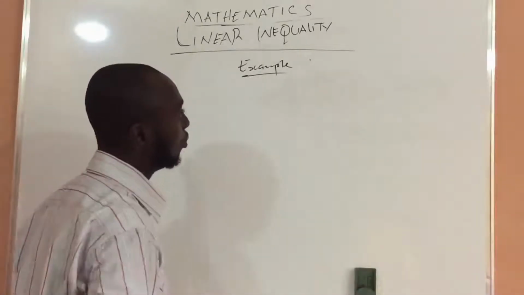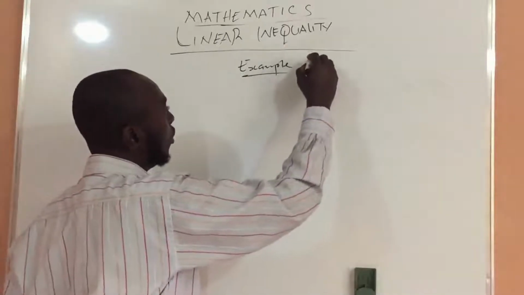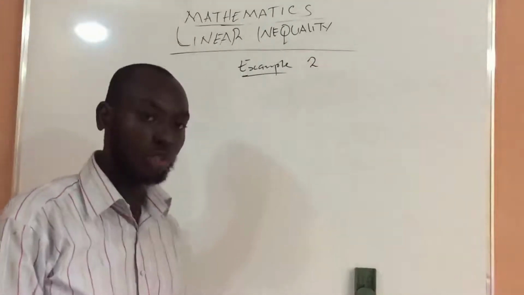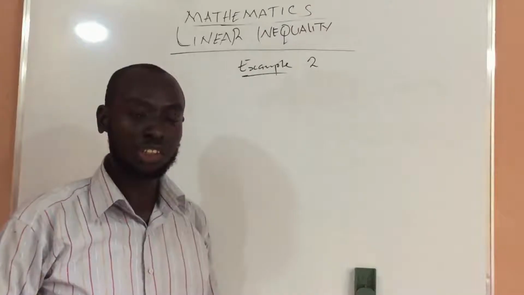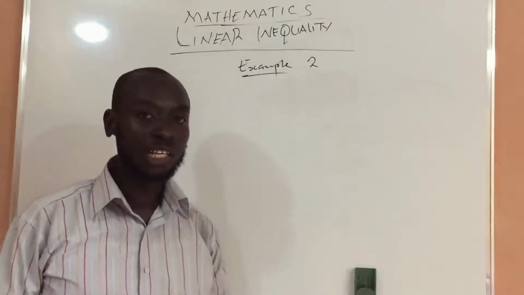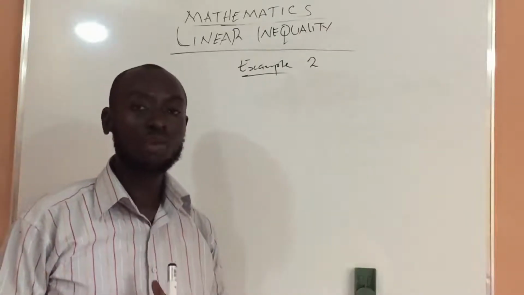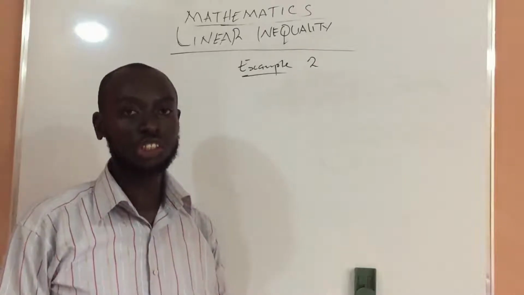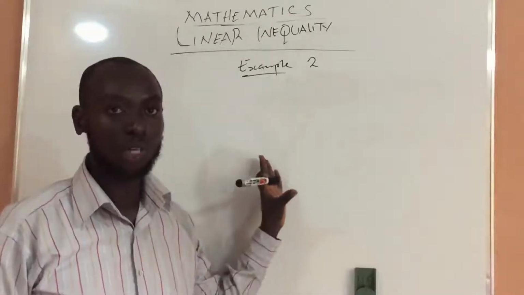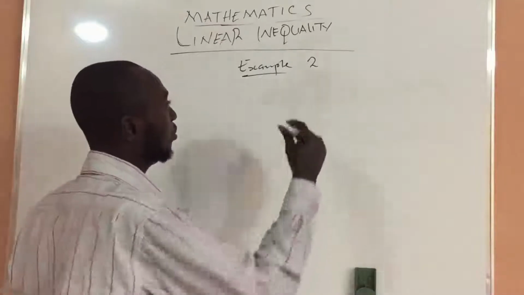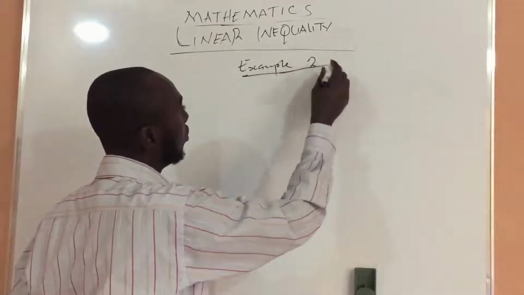Now let's look at example 2 quickly. When solving linear inequalities, there are times that your symbol, or sign, will change. When I'm dividing by a negative number, my symbol will change. Now let's look at a typical example, which is going to be my example 2.